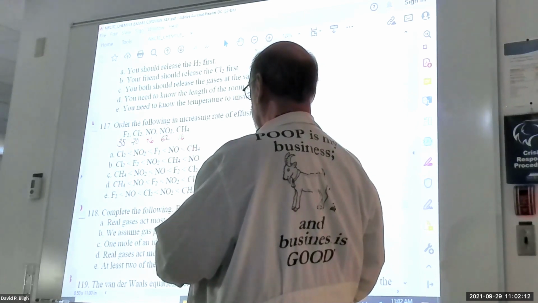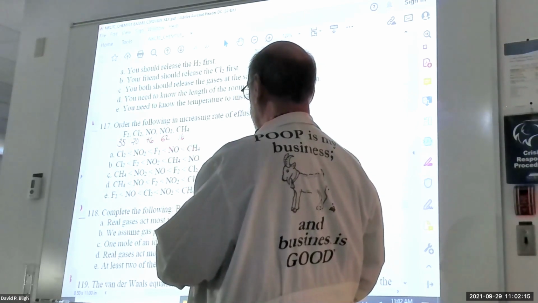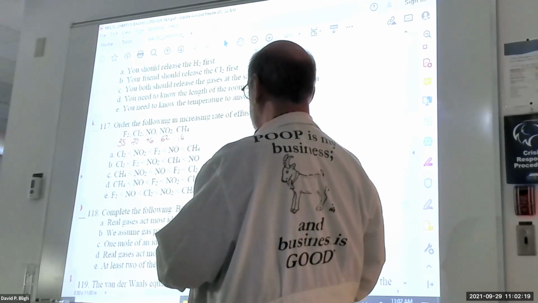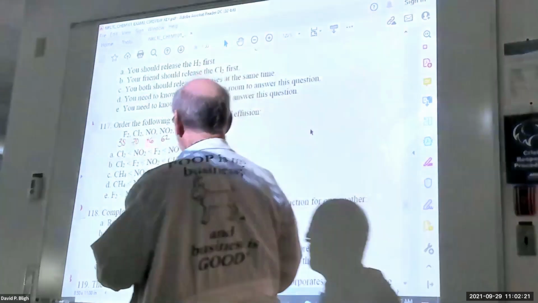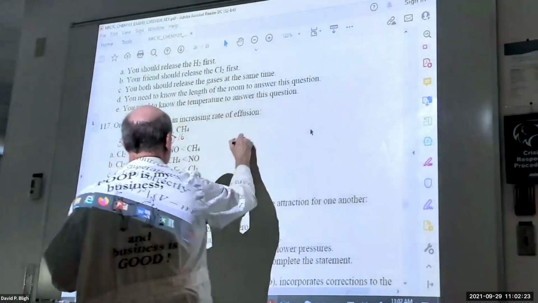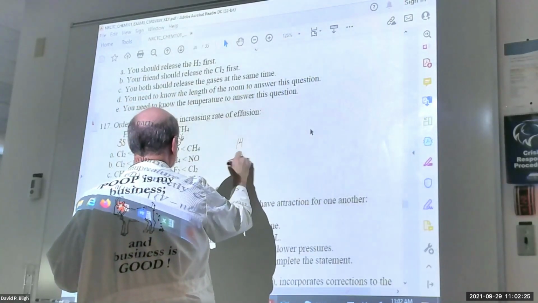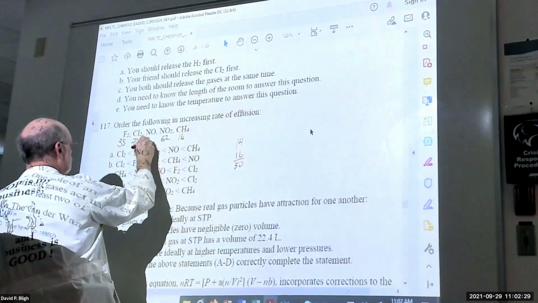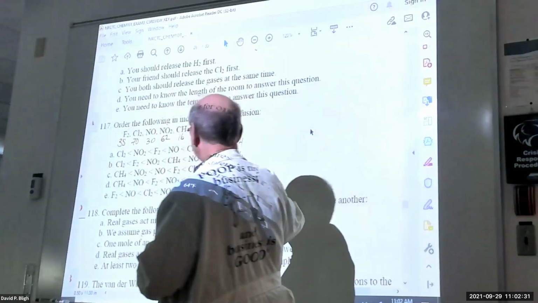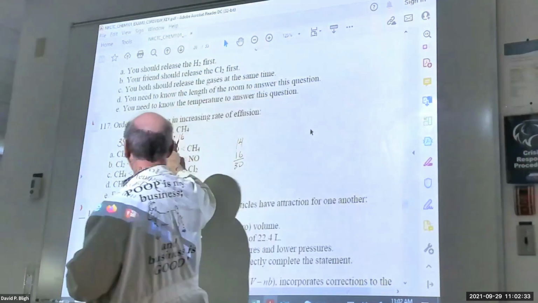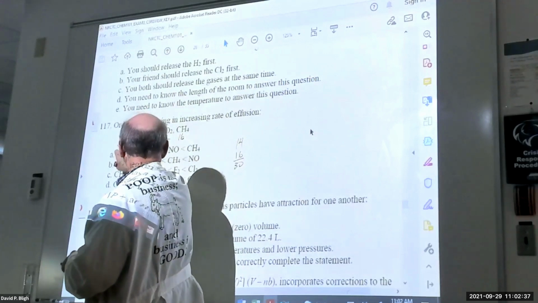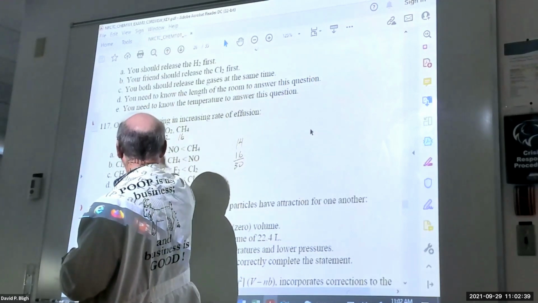16, and the next one is NO. Did I do this calculation right? No, I didn't. 30. There we go. Then this one, that one, from right to left: that one, that one, that one, that one.